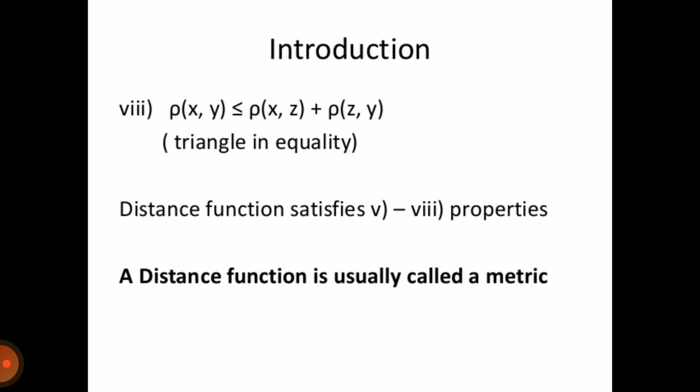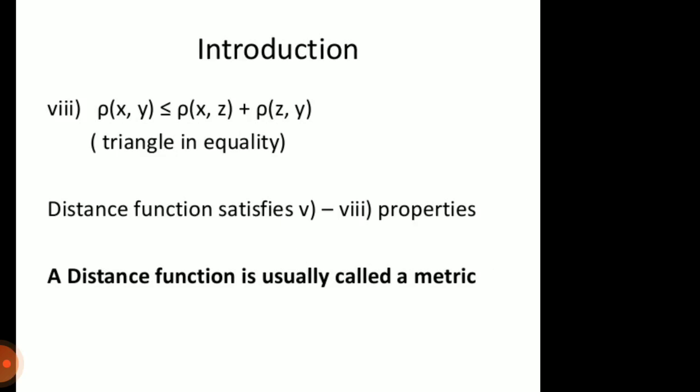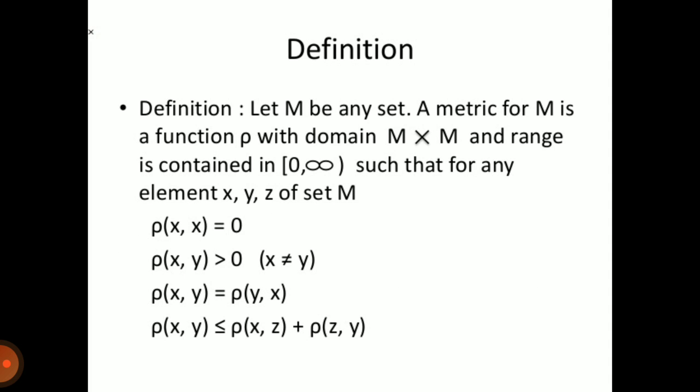Next is rho of (x, y) is less than or equal to rho of (x, z) plus rho of (z, y). This is called the triangular inequality. If the distance function satisfies the properties fifth to eighth, then we can say this is called a distance function. A distance function is usually called a metric function. Okay, then the definition. What is the definition?